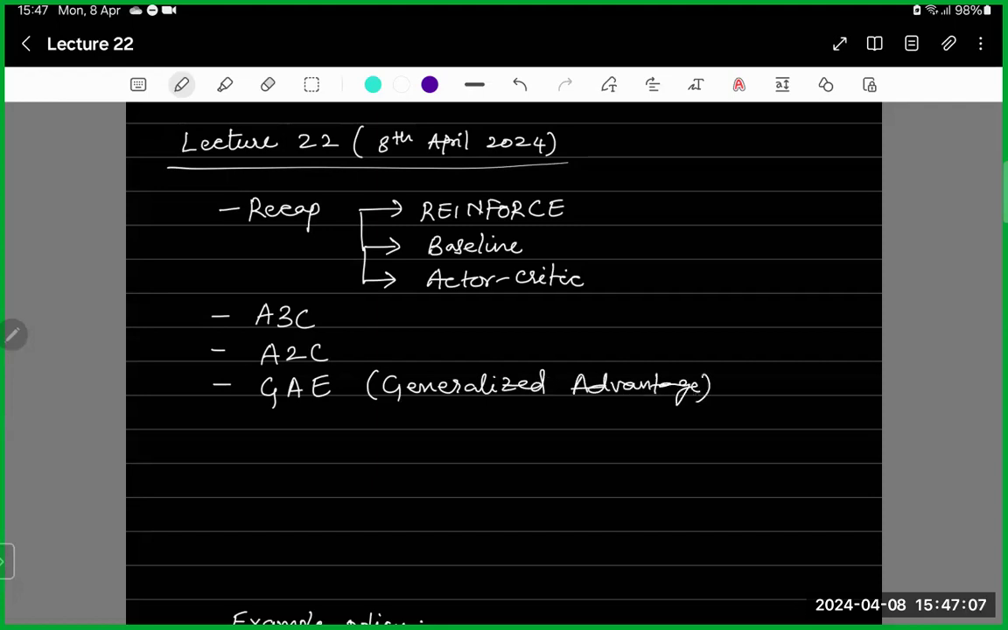So what was the definition of the advantage function? Do you remember? So what did we define as the advantage function?